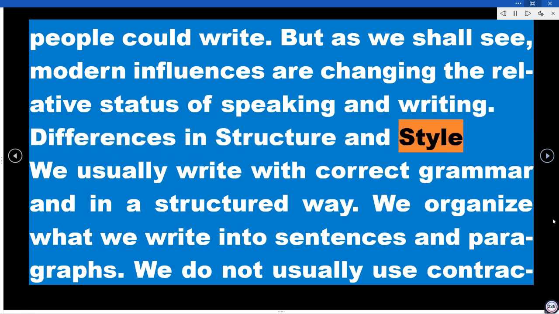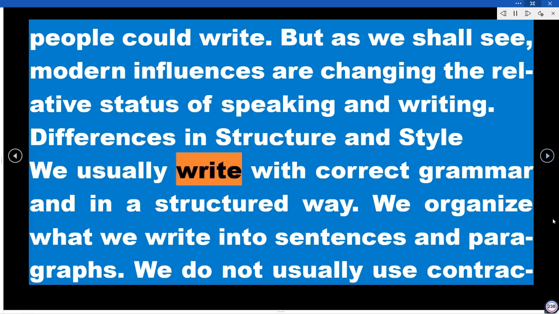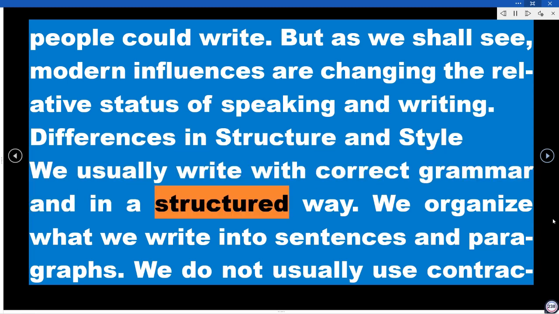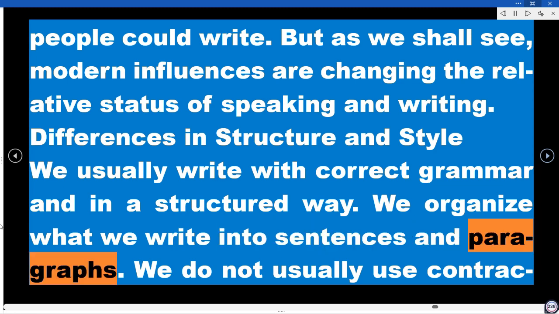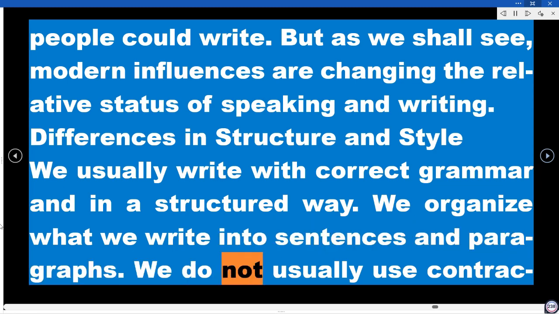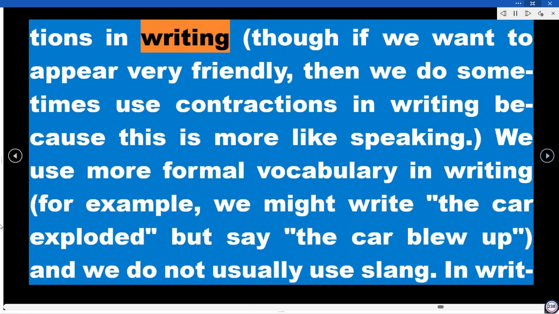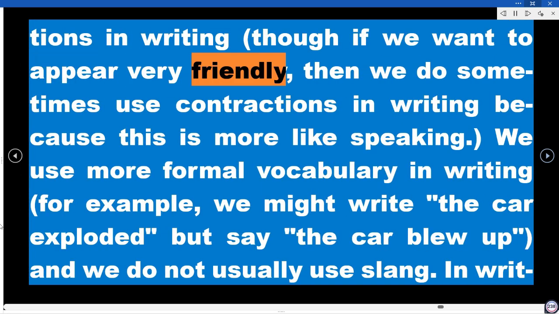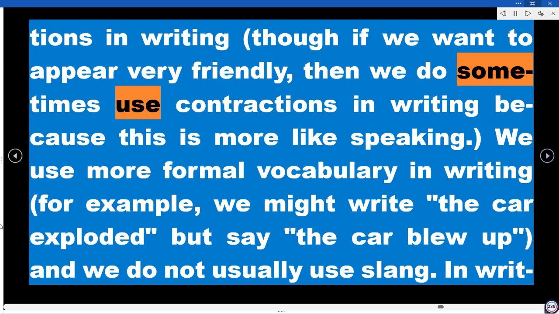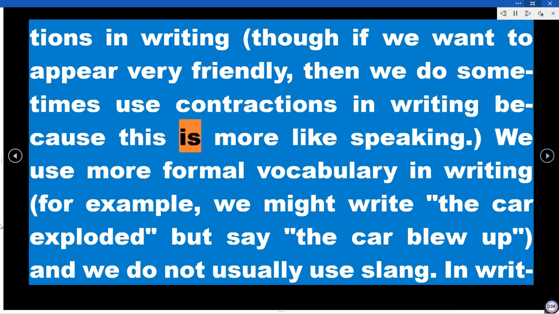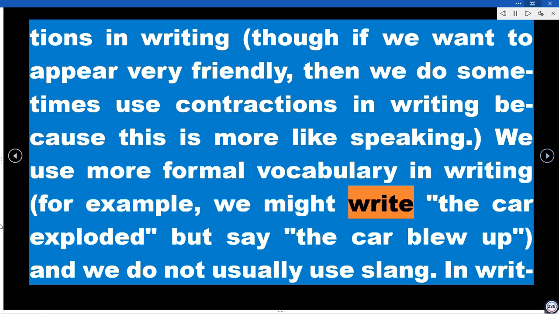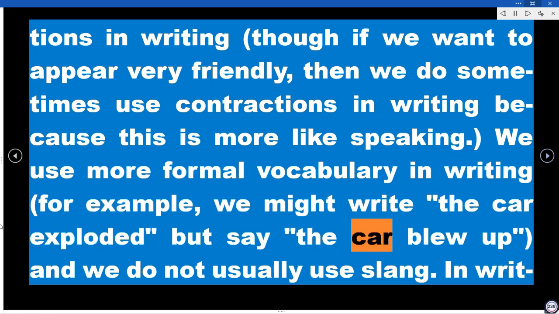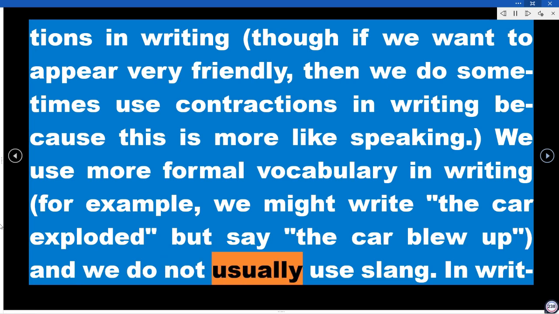Differences in structure and style. We usually write with correct grammar and in a structured way. We organize what we write into sentences and paragraphs. We do not usually use contractions in writing, though if we want to appear very friendly, then we do sometimes use contractions in writing because this is more like speaking. We use more formal vocabulary in writing. For example, we might write the car exploded but say the car blew up, and we do not usually use slang.